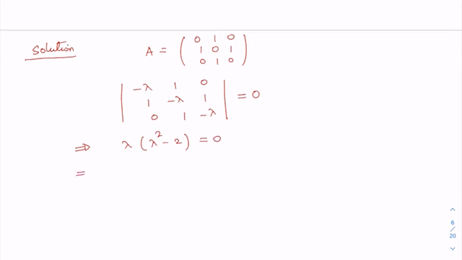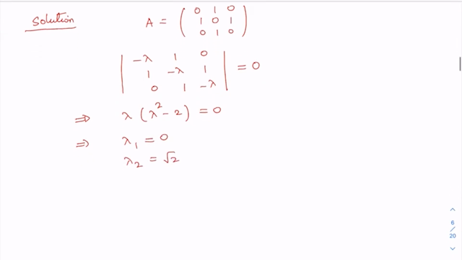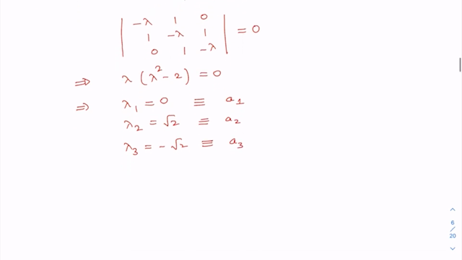This implies that I have three eigenvalues. One is lambda 1 is equal to 0, lambda 2 is equal to root 2, and lambda 3 is equal to minus root 2. And because it is an eigenvalue of A, let me denote lambda 1 equal to 0 as a1, lambda 2 as a2, and lambda 3 as a3. Okay, so what about the eigenvectors?